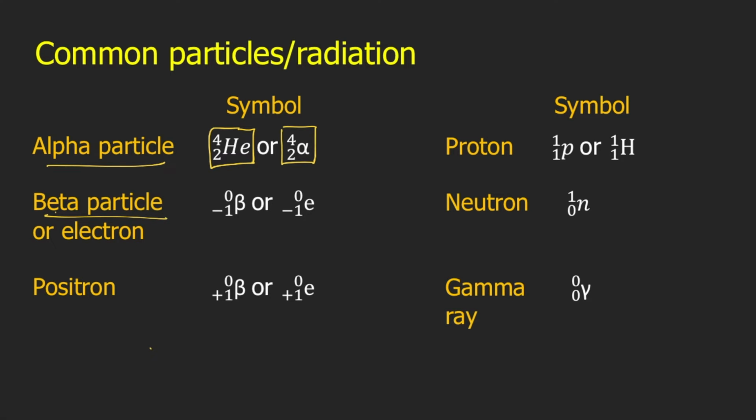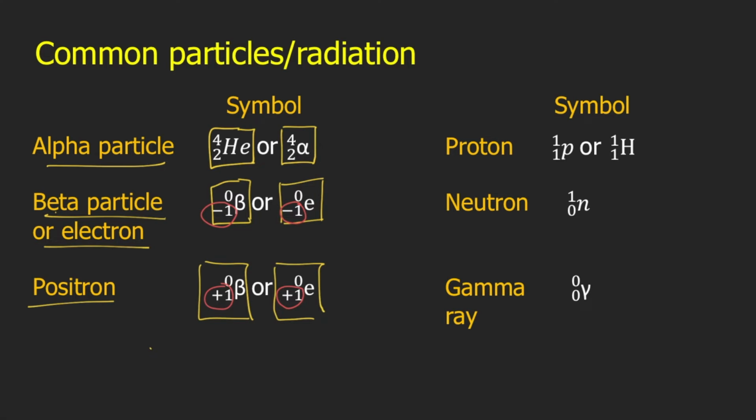For the beta particle or electron, you can use either the Greek letter beta or the small letter e. Again, they're just the same thing. The third one, the positron, looks similar to the beta particle. However, the key difference is that for the beta particle, the number below is -1. For the positron, it's +1. Again, you can use either the Greek letter beta or the small letter e for the positron. It's just the same thing.